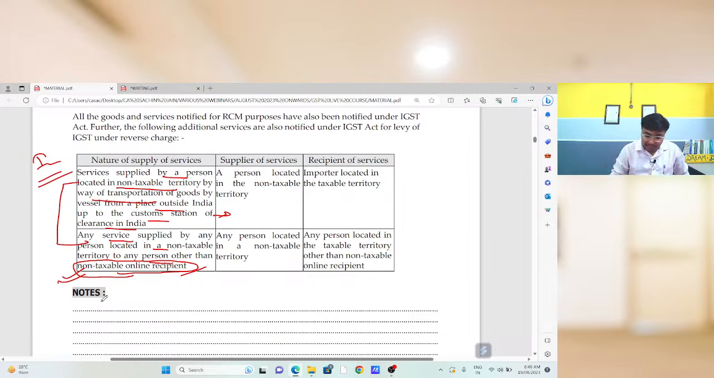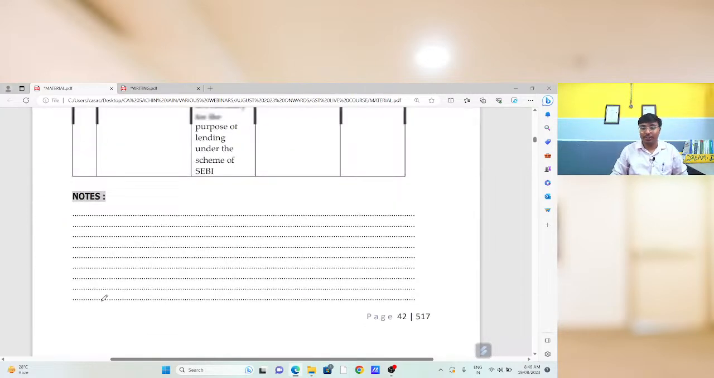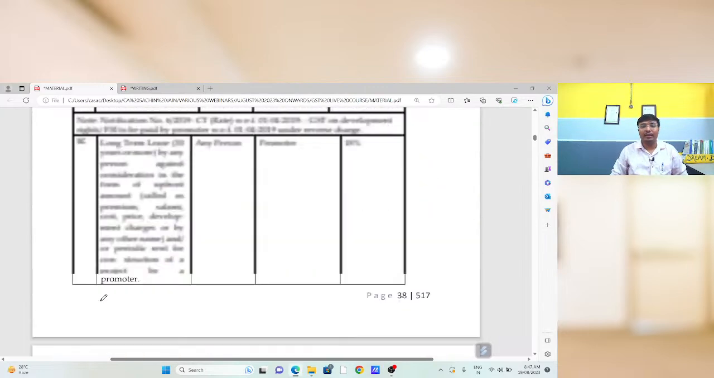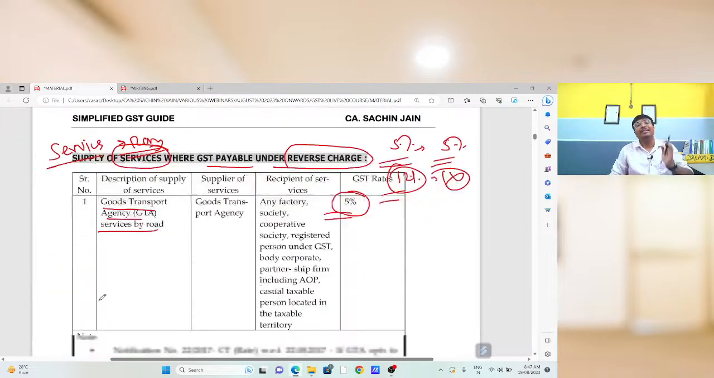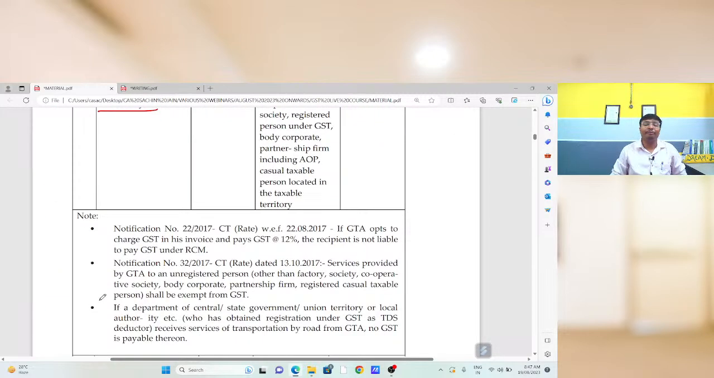So basically we had discussed the list of goods. The goods are cashew nut, silk yarn, on which GST is applicable, and on second-hand goods RCM provisions are applicable. Bidi wrappers, raw cotton, used vehicles, purchase of priority lending certificates: on all those types of goods reverse charge mechanism is applicable. That means the recipient is liable to make the payment of taxes.